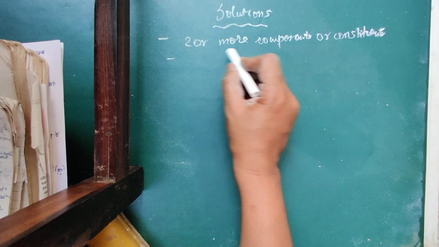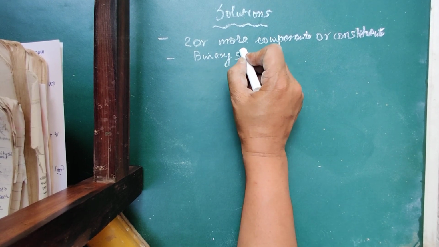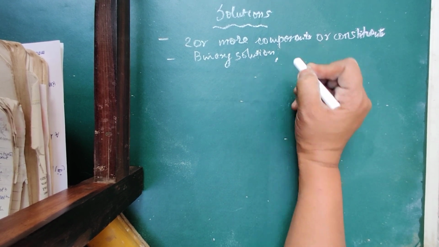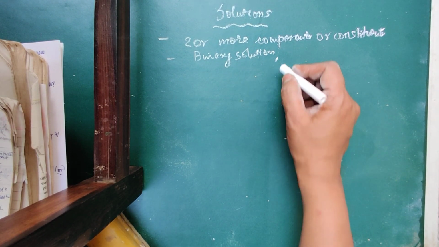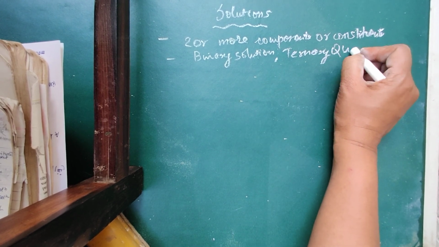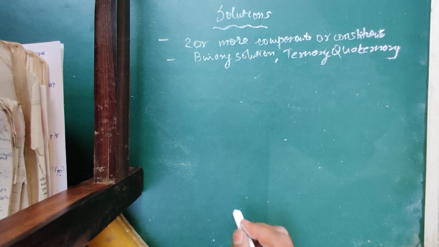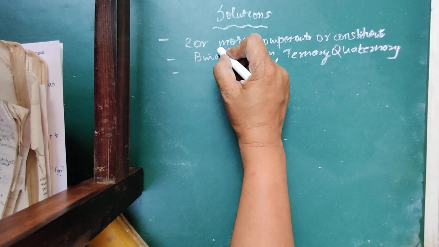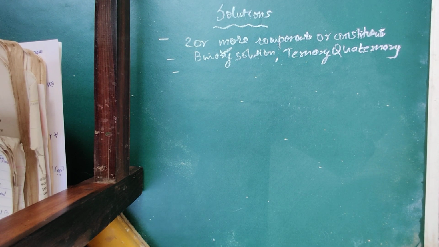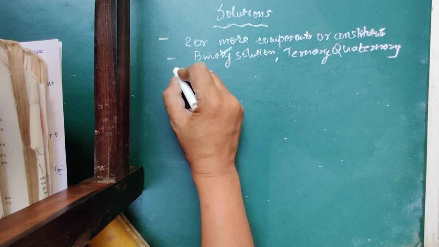And according to the number of components, you have binary solutions. If you are having two components, then it is called a binary solution. If three, ternary, if four, quaternary. In this chapter, we will only deal with the binary solution. Now, types of solution.